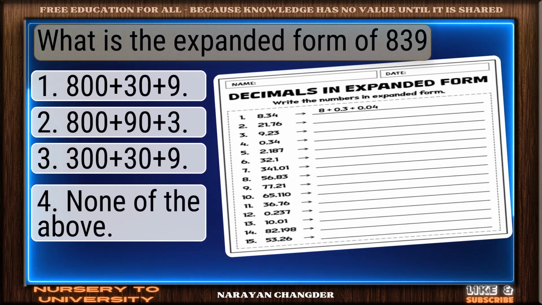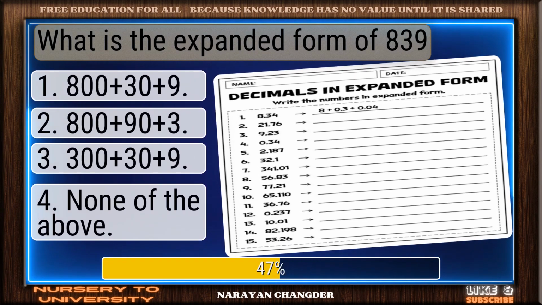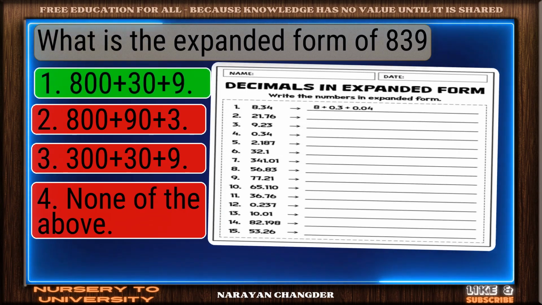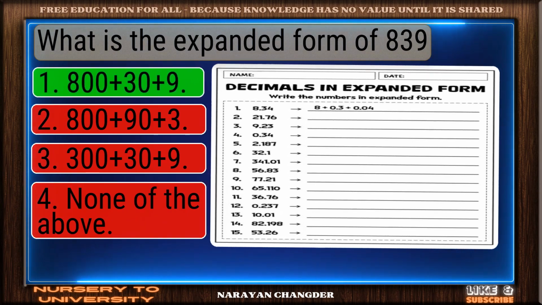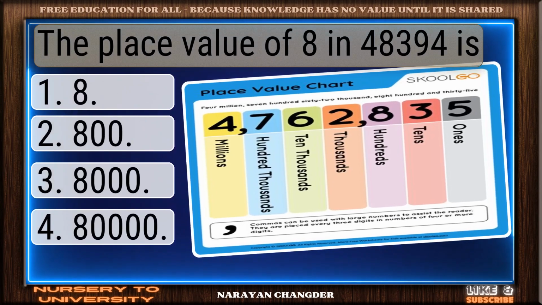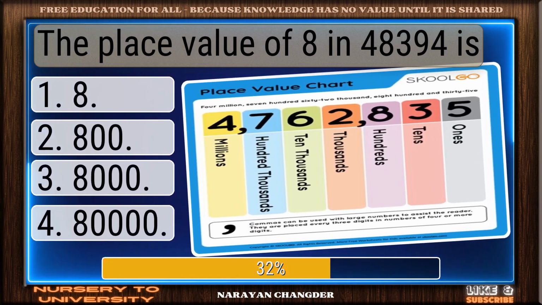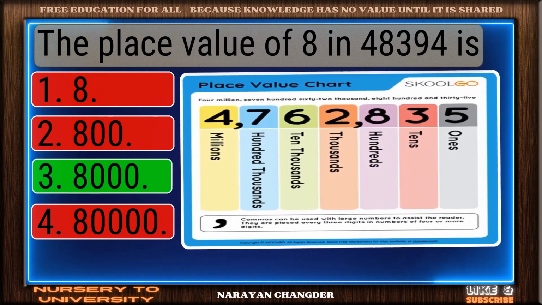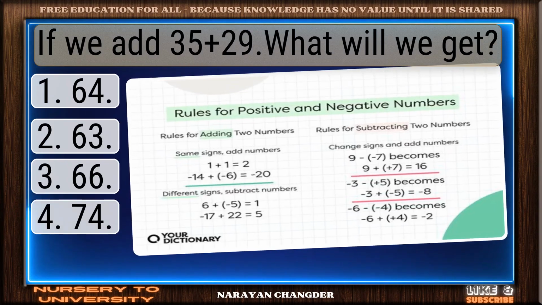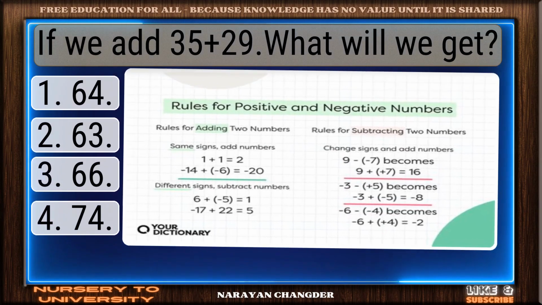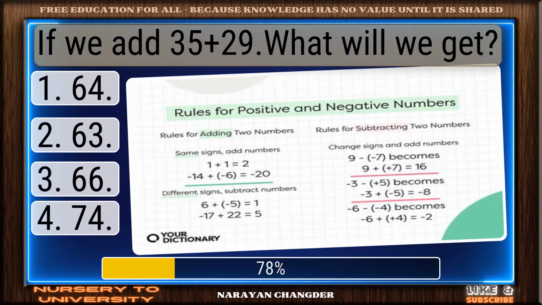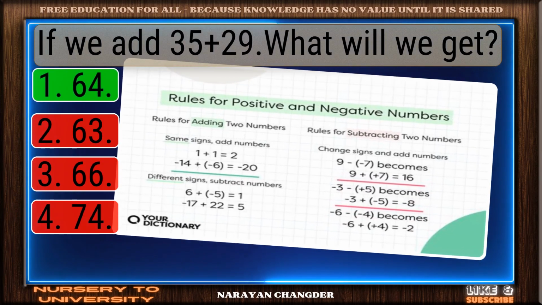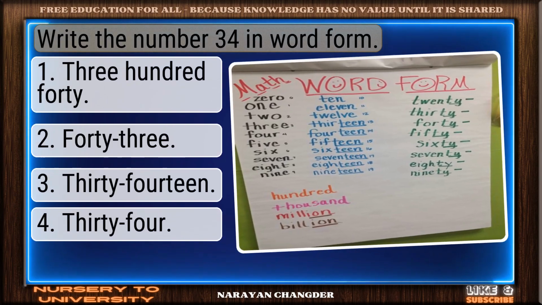What is the expanded form of 839? Nicely done. 800 plus 30 plus 9 is a solid answer. The place value of 8 in 48394 is? Solid response. 8,000 is a valid choice. If we add 35 plus 29, what will we get? Well picked. 64 is the correct answer. Write the number 34 in word form.